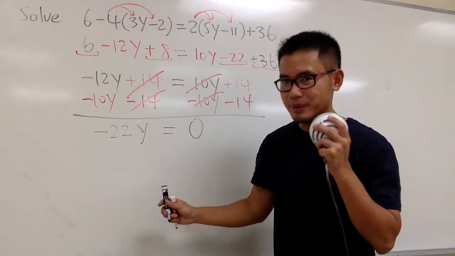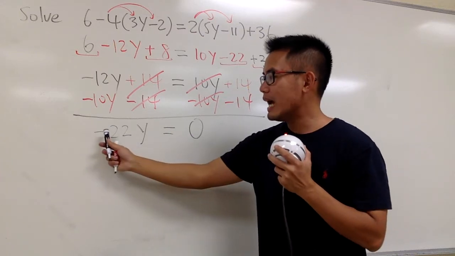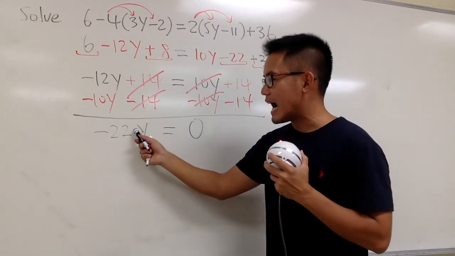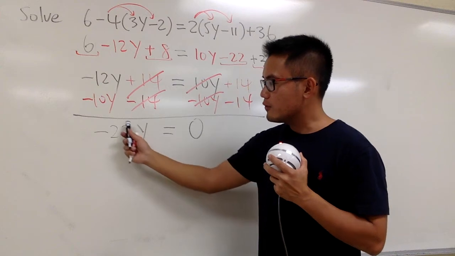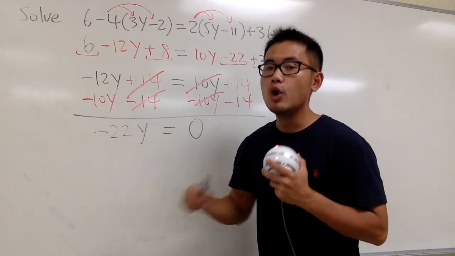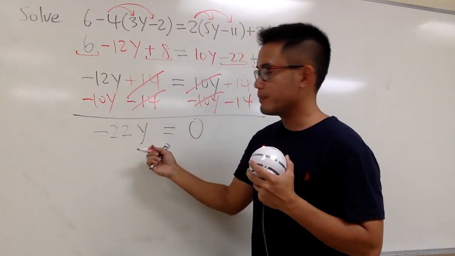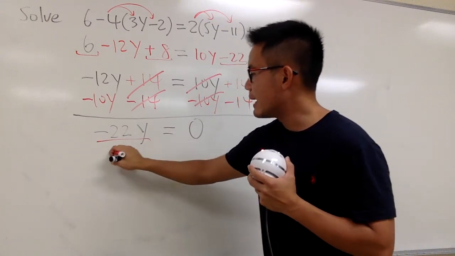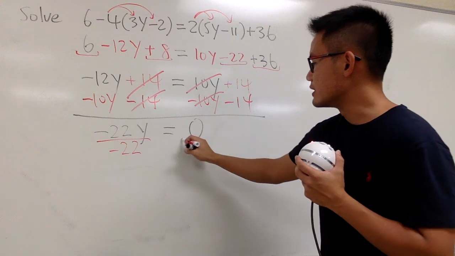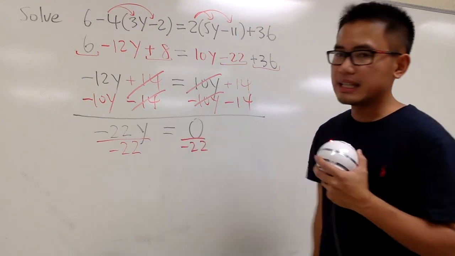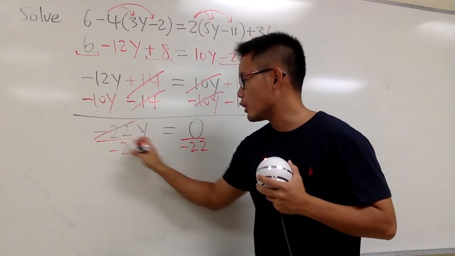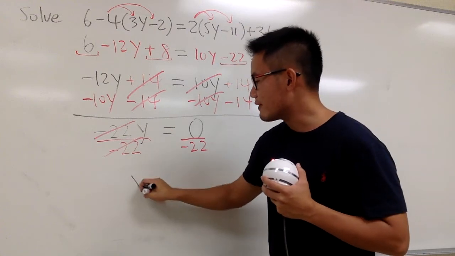At the end, be careful with this. This means we have -22 times y. So in order for me to get rid of the -22, we will have to divide by -22. So let's go ahead and do that. Divide this by -22, and then do the same thing right here. Divide this by -22. This and that will be gone. And we will just have the y.